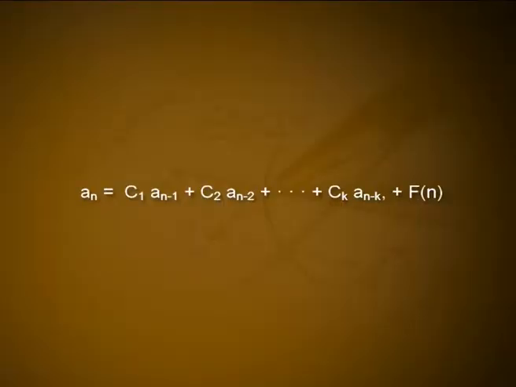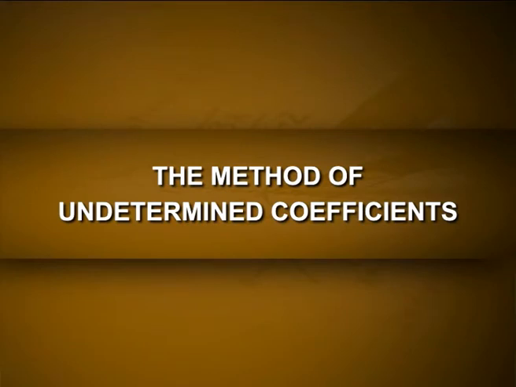an = c1 an-1 + c2 an-2 + etc. + ck an-k + Fn, with different types of f(n). The method of undetermined coefficients.